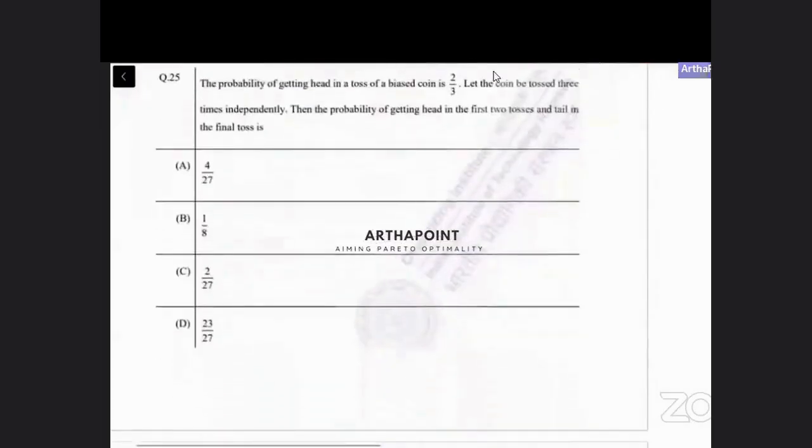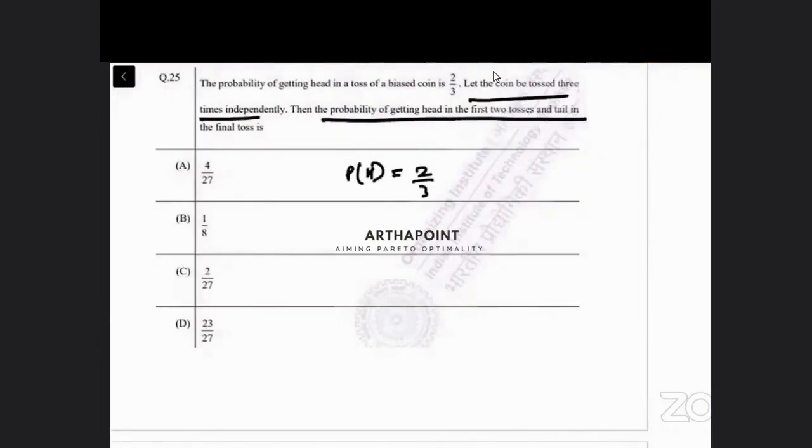Come to the next question. See how easy the questions have been in probability. Very, very simple questions have been asked. The probability of getting a head in a toss is 2 by 3. Let the coin be tossed 3 times independently. Then the probability of getting a head in the first 2 tosses and a tail in the final toss is. So it is asking for head, head, tail.